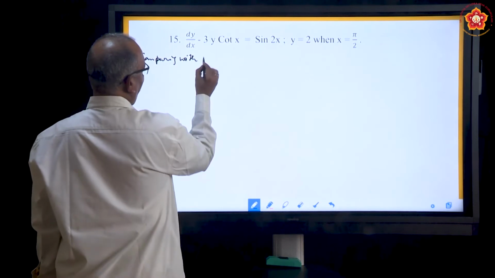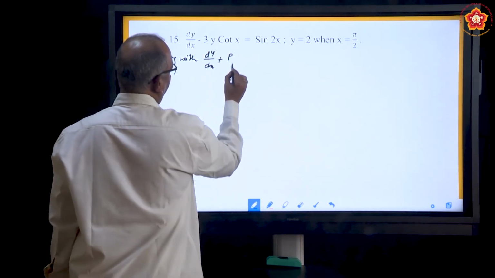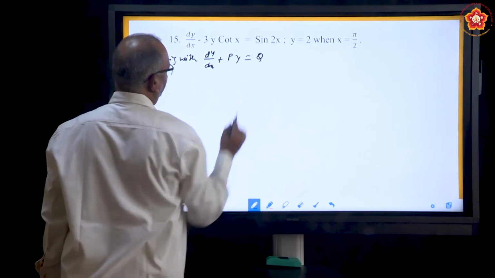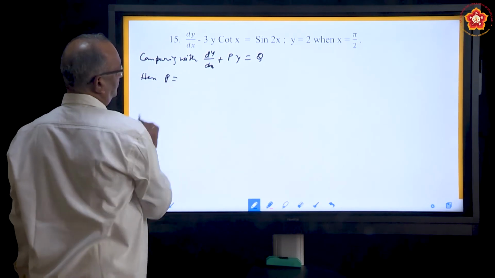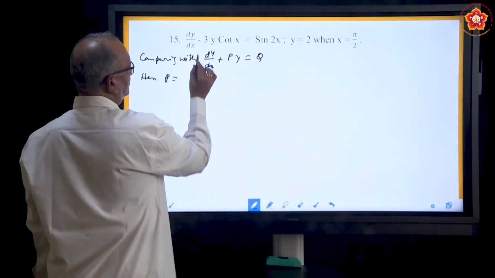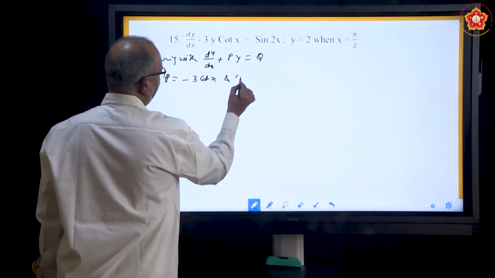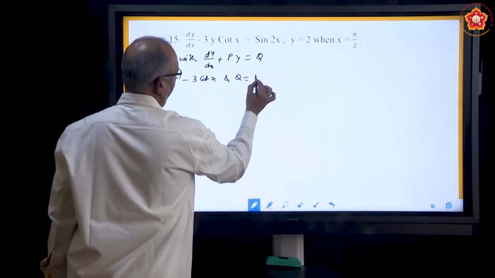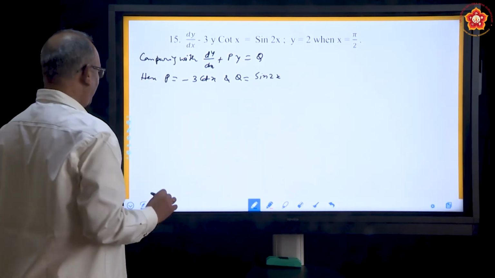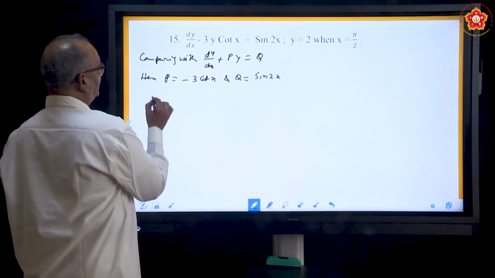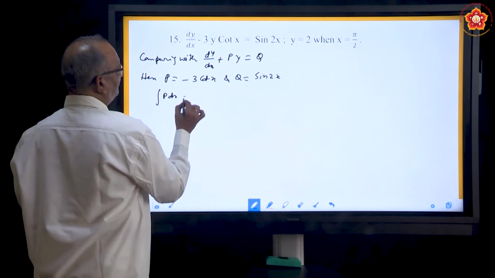Compare with the standard equation. What is the standard equation? dy by dx plus py equal to q. Compare. Here in our problem, whatever is with y is p. So, that is minus 3 cot x, and what is q? Whatever is on the other side. So, the moment you know p, immediately go for finding the integral of p dx. Why? It will be useful for the integrating factor.